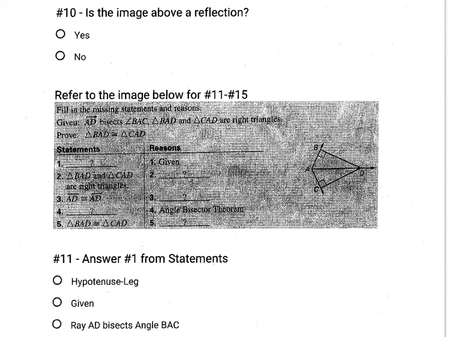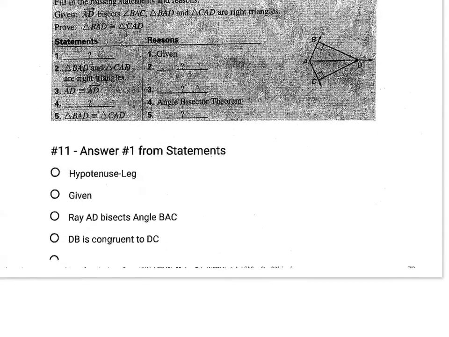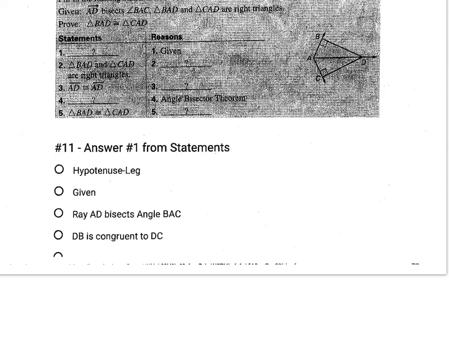For 11 through 15, we've got a proof. Okay, a little challenging to see, but we can zoom in. But I want to go over this first, in that your answers are going to be the same. The choices are the same on every question. So, for example, question 11 is referring to this statement here.